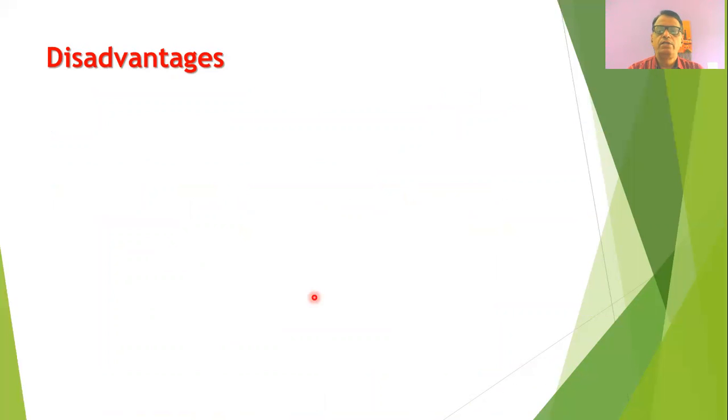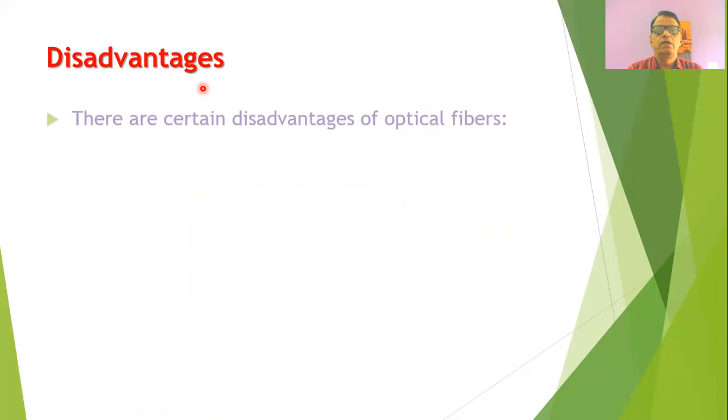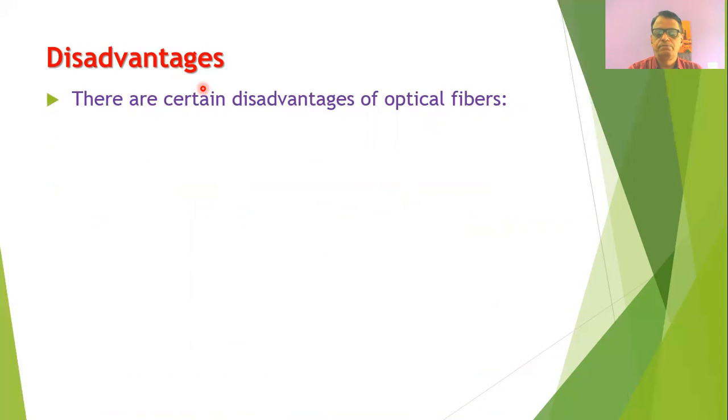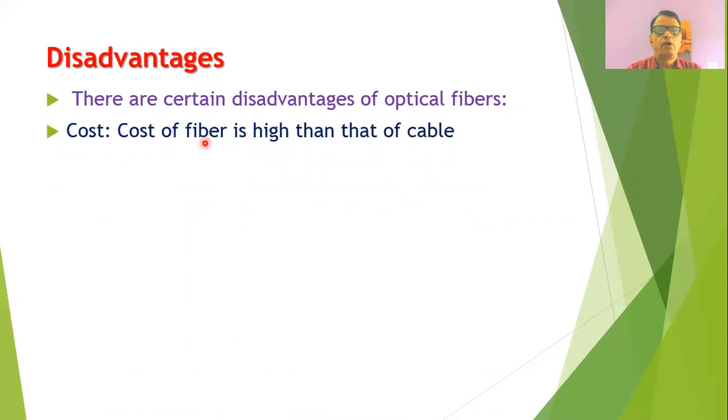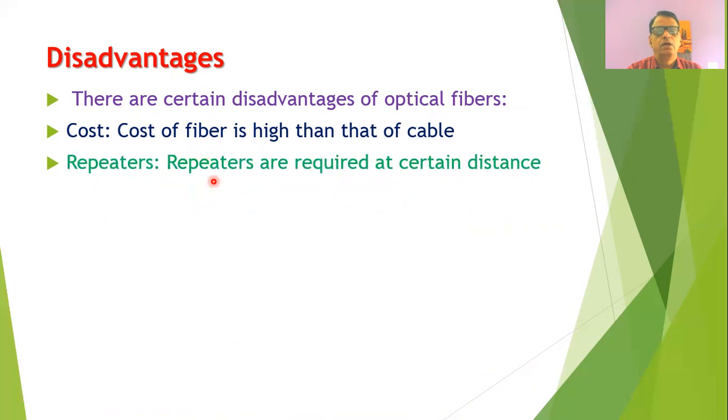Apart from several advantages of the optical fiber, you will find that there are certain disadvantages of using optical fiber in communication systems. For example, the cost of the fiber is higher than that of the conventional cable, and therefore whenever we build any system using optical fiber, the cost of the system will increase.